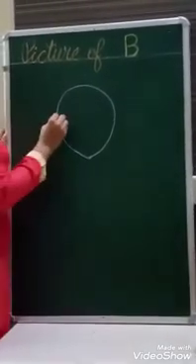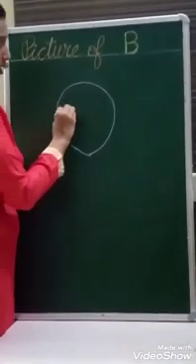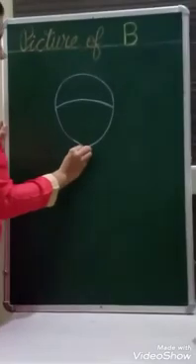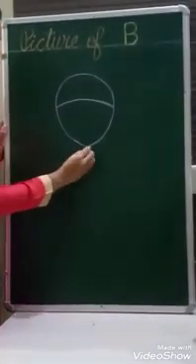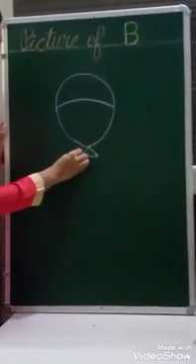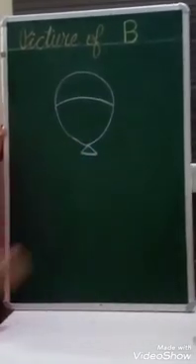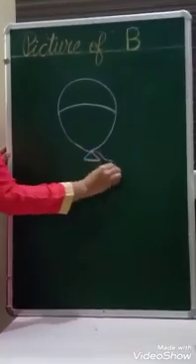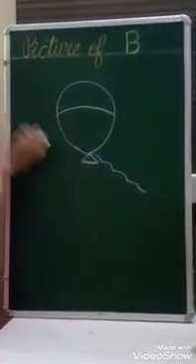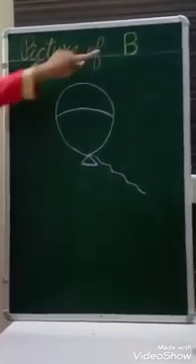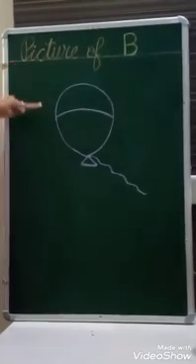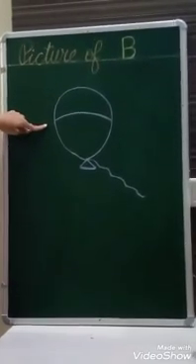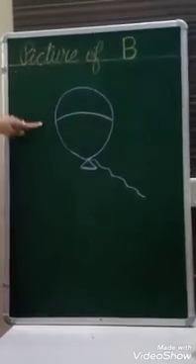Now, from its center, draw a curved line like this. Now, draw a small triangle. And this is balloon. This is B for balloon. Repeat after me. B for balloon.